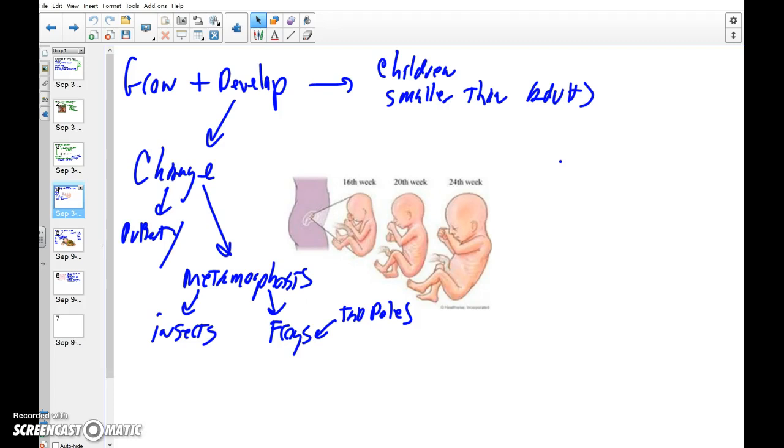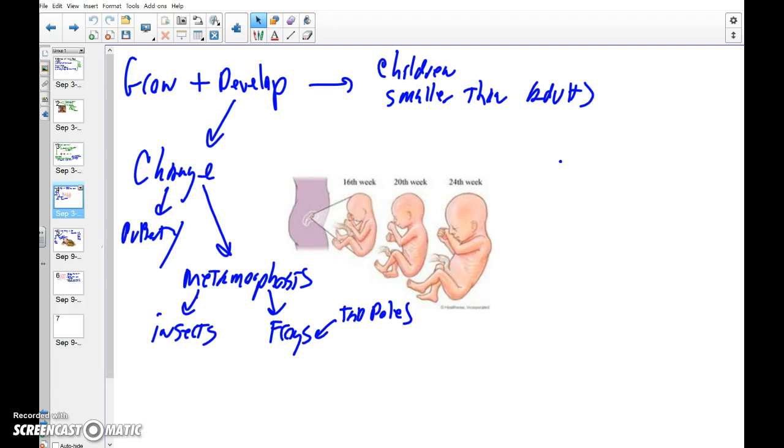A couple of examples of this. Human beings and other mammals, as well as many non-mammals, enter a stage of puberty. And that puberty is a time when the body physically and chemically changes from a child to an adult and allows for reproduction to be possible at that stage. Other organisms undergo a process known as metamorphosis.